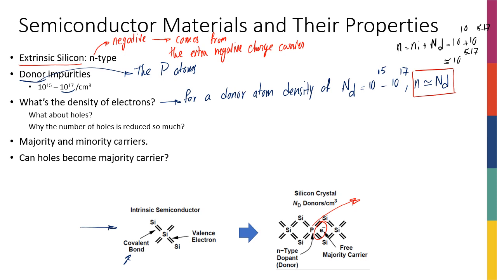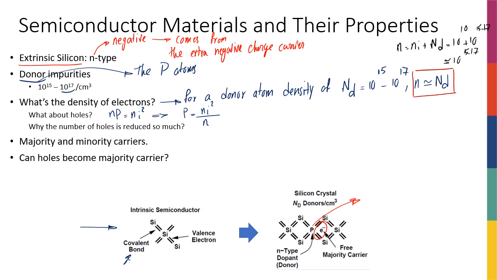So what about the number of holes? Well, we can use that equation that we found in the previous slide, that np is equal to ni squared. So therefore, the density of holes is going to be basically ni squared divided by n.